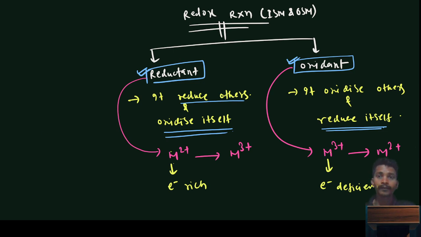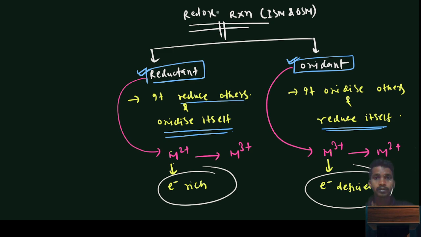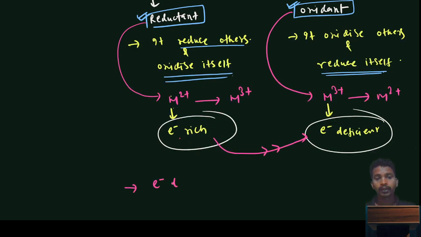Now if anybody asks you where the electron transfer will happen. Redox reactions mean that on one side there is oxidation and on the other side reduction, and this happens by electron transfer. Since this is electron rich and this is electron deficient, electron transfer definitely will happen from electron rich to electron deficient, because the one that is rich has the electrons to transfer. So from here we note that electron transfer occurs in redox reactions.